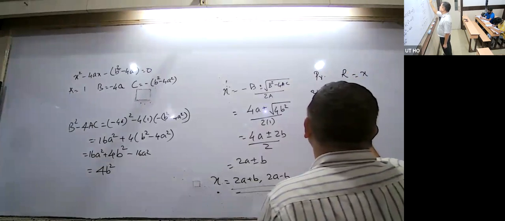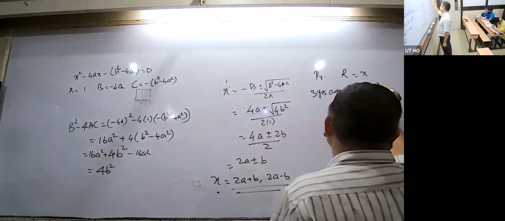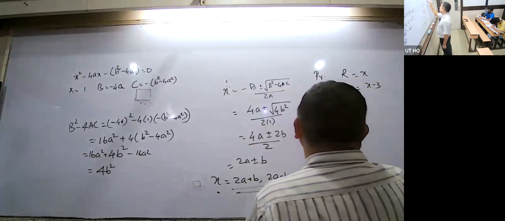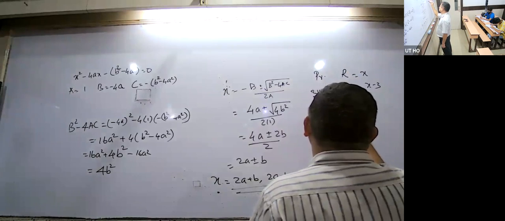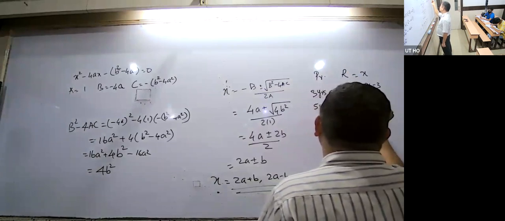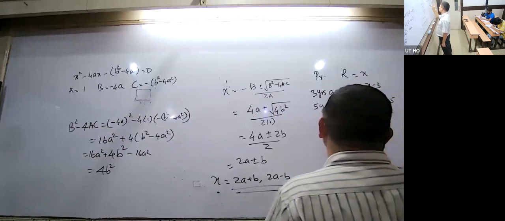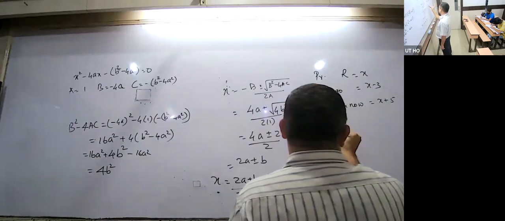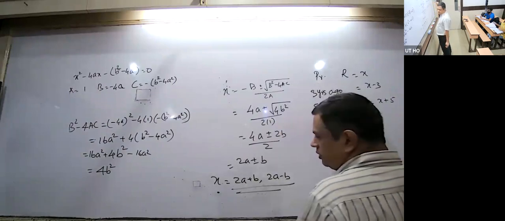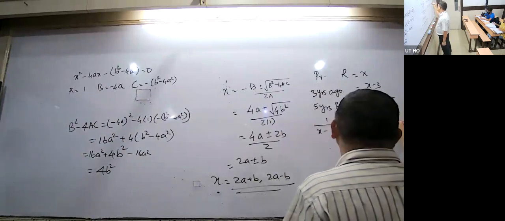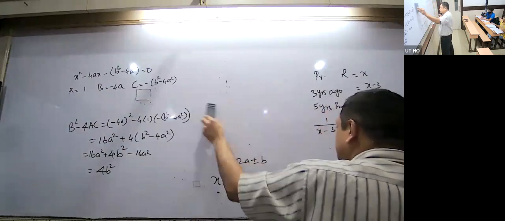Present age of Rahman is equal to X. 3 years ago, Rahman's age is equal to X minus 3. 5 years from now, Rahman's age is equal to X plus 5. Sum of the reciprocals means 1 upon X minus 3 plus 1 upon X plus 5 is equal to how much is given? 1 by 3. LCM, simple one to do. If you have factorization, do it, no problem.